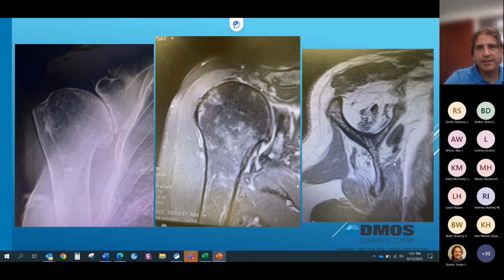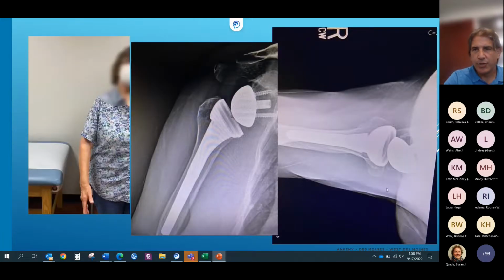It's touching the acromion process up here. This is a cross-sectional view again, showing that the scapula here and the supraspinatus up here is just trashed. It's all fat basically. So we know we're gonna have to do a reverse shoulder replacement, not a regular total shoulder replacement.